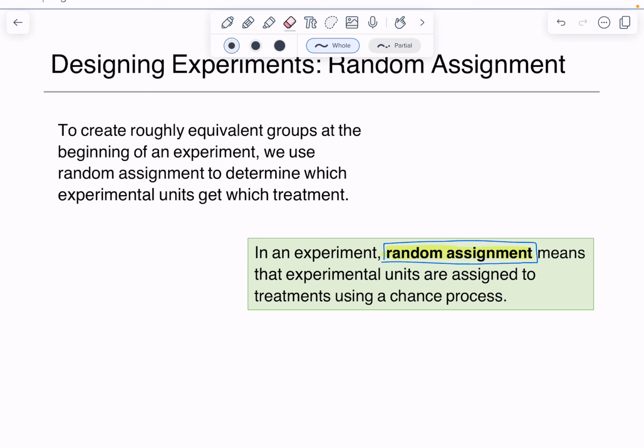So in your notes, I want you guys to make sure you write down random assignment means experimental units are assigned to treatments using chance. Okay, maybe we use the random int function on our calculators. Maybe we use names in a hat or something. Okay, but people or the subjects are assigned to each treatment randomly. That is the main part.